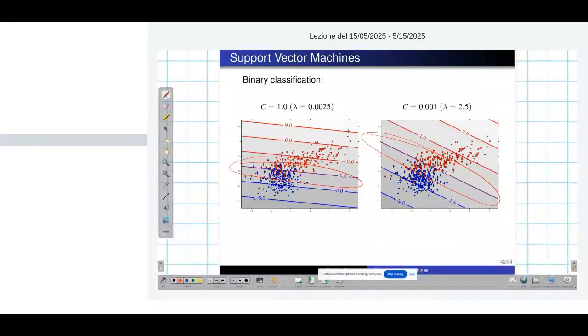Low norm of W means large margin, high norm of W means small margin. Small margin may mean much better classification on the training set, but lower generalization to data that is not exactly those that I have seen. Which one should I choose? Again, typically we will need to use cross-validation to decide between these two.